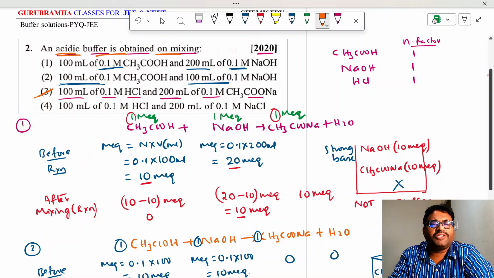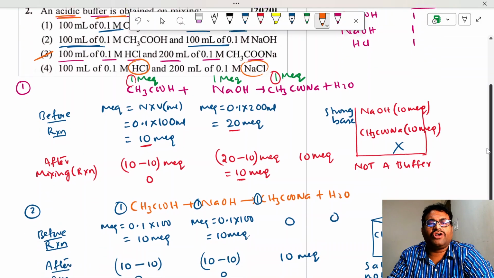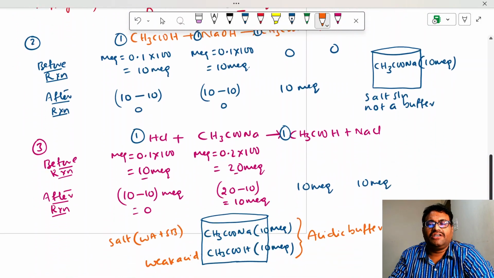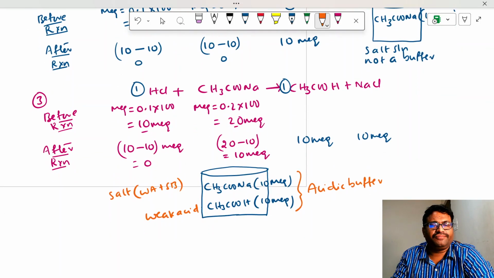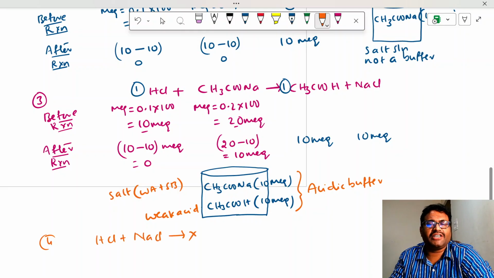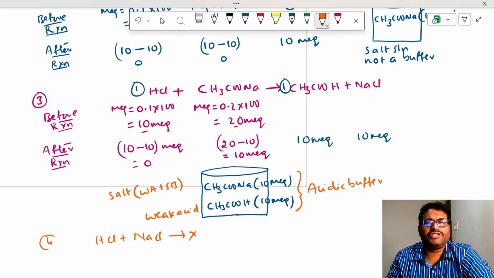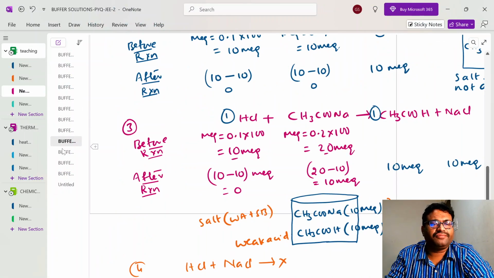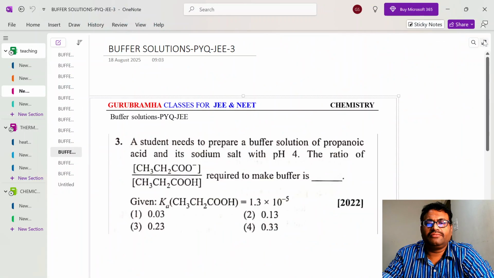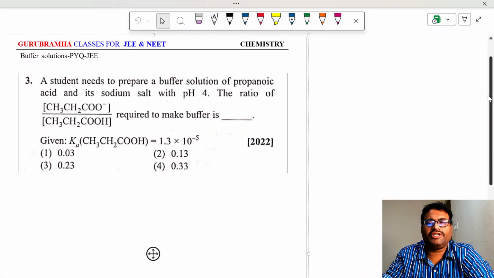What about the fourth option? HCl and NaCl. One is a strong acid and another is a salt of a strong acid with a strong base. HCl plus NaCl, so no reaction happens actually. So what is the answer? Third option is the answer. Let us see the next question.